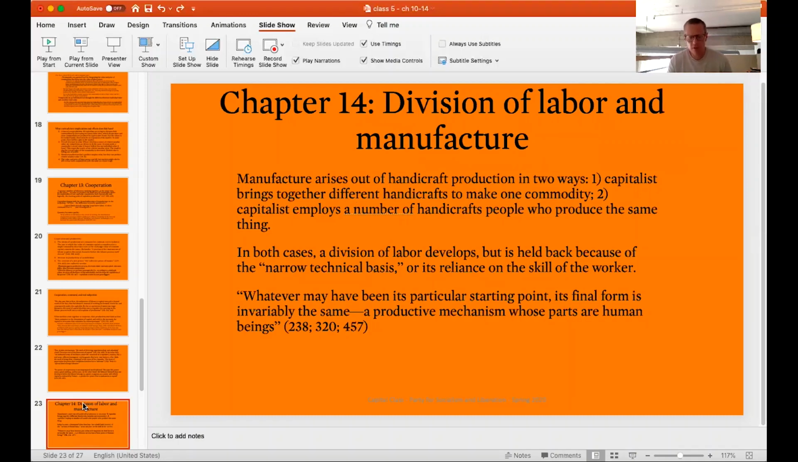All right, and so then we go to chapter 14, the division of labor and manufacture. So manufacture is an intermediate stage between handicraft production and industrial production based on machinery. And manufacture comes out of handicraft production in two ways. Basically, the capitalist brings together different handicrafts to make one commodity, or employs a number of handicraft people to produce the same thing. The first is heterogeneous, the second is serial.